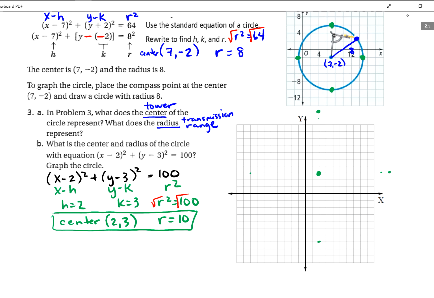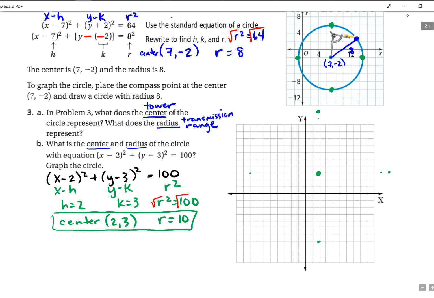Okay, part A asks us, in the previous problem, what does the center of the circle represent and what does the radius represent? Well, if you remember, we were talking about a cell phone tower, so the tower sits at the center, and the radius of the circle represents the transmission range. Graphs tell stories. And part B, we are asked to find the center and the radius of the circle with this given equation.